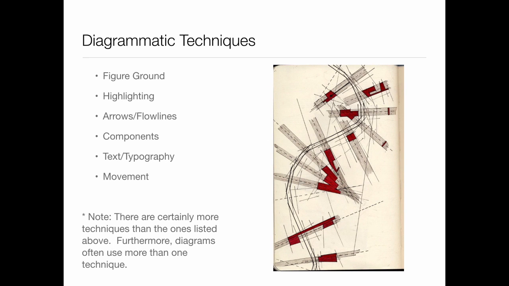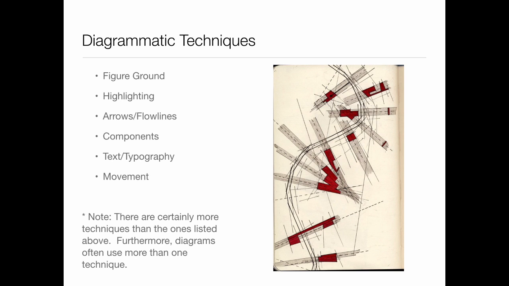Okay? So we have some primary diagrammatic techniques. Number one is the figure ground, which I'll talk about each one of these in length, but it's kind of the solid and void diagrammatic technique. We have highlighting, where we focus on a specific area of the building and we highlight that area, right? We have arrows and flow lines, things that draw through or show movement through a building, sun through a building, that kind of thing. We have various components. We might use a combination of text to identify parts of the building, and we might try to show movement.